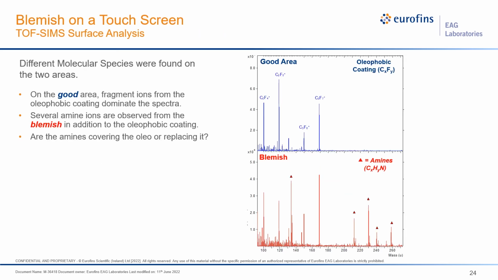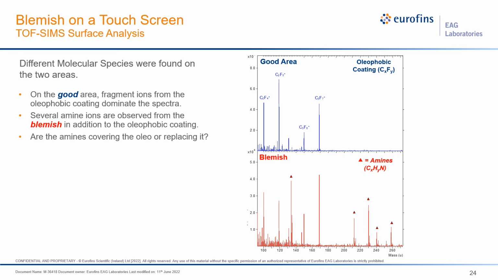Here on the right, we see a section of the mass spectra from the blemish area in red on the bottom, and a good or control area of the screen on the top in blue. In the good area, we see several fluorocarbon molecular fragments. These are from the oleophobic coating. We see some of those same fragments from the blemish area, but there are many additional peaks noted with red triangles, and those are attributable to amines. The mass resolution of TOF-SIMS is so high that those peaks can be positively identified as each having the formula CxHyN, as opposed to being a pure hydrocarbon or perhaps even an oxygen-containing organic molecule.